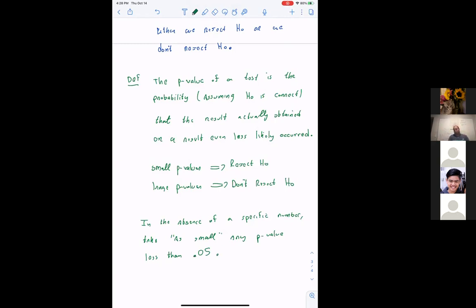Now, also remember that 0.05 is only a 5% chance. So you're basically saying that if p is less than 0.05, if there's less than a 5% chance that it occurred, and yet it occurred, we're going to reject the null hypothesis. 5% is 1 in 20.